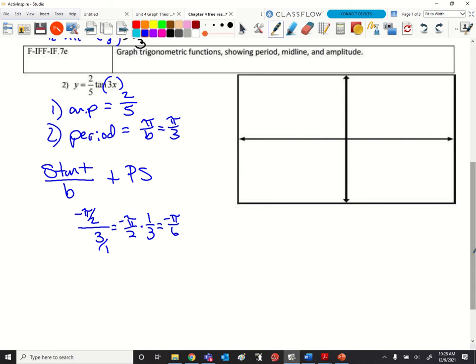Next is going to be the end. So the end for a tangent is going to be positive pi over 2, divided by b. My b here, again, 3 over 1. Pi over 2 times 1 over 3 is pi over 6.